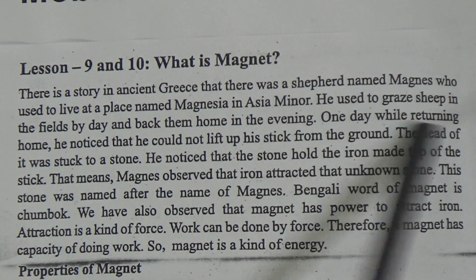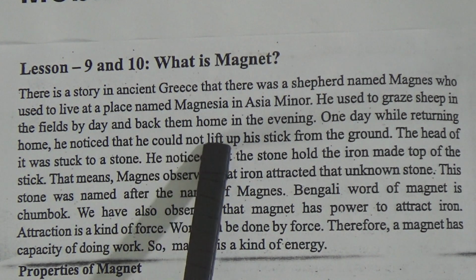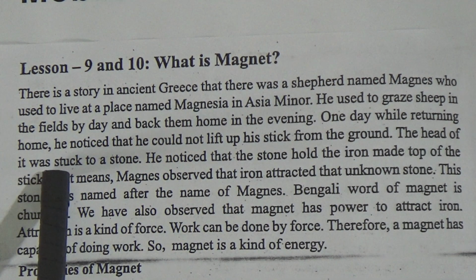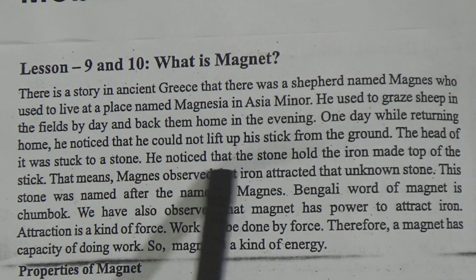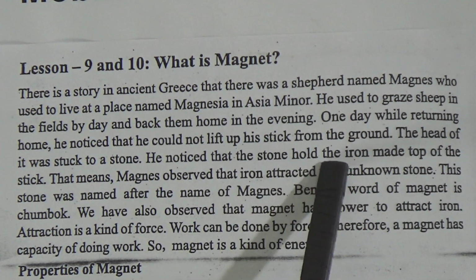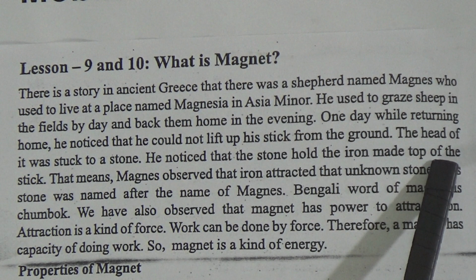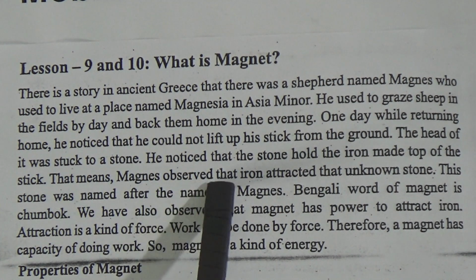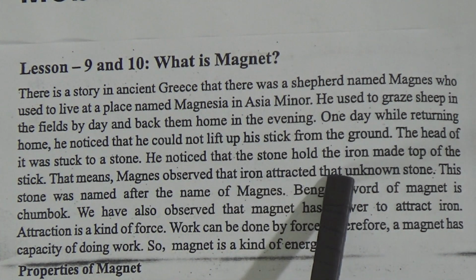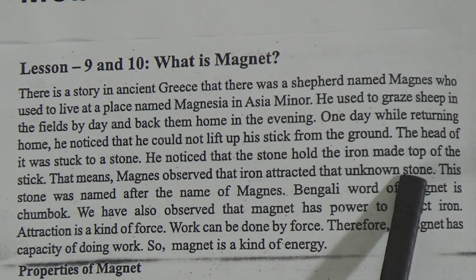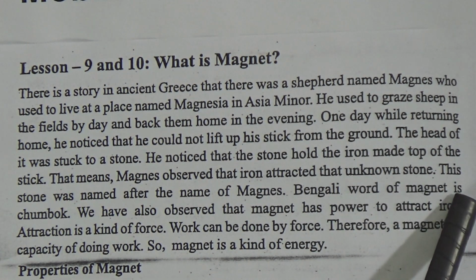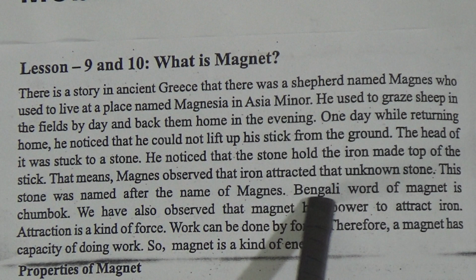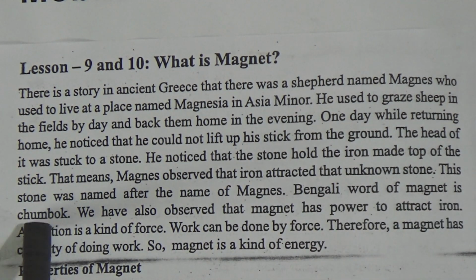One day, while returning home, he noticed that he could not lift up his stick from the ground. The head of it was stuck to a stone. He noticed that the stone held the iron-made top of the stick. That means Magnus observed that iron was attracted by that unknown stone. This stone was named after the name of Magnus. The Bengali word for magnet is chumbok.